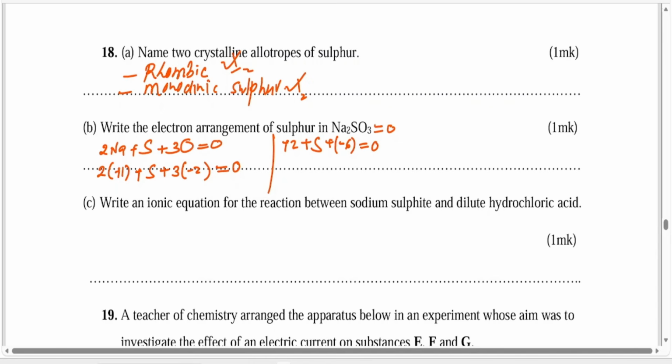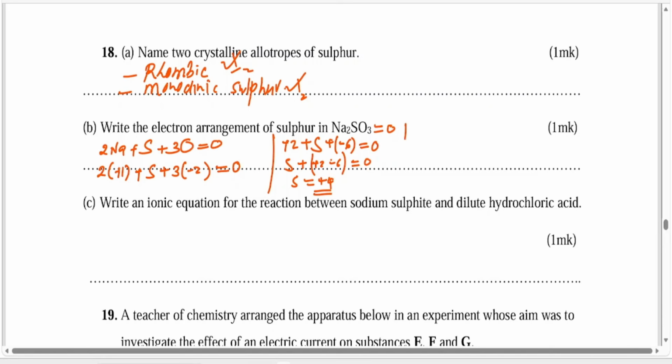So I want to be left with sulfur on this side. I have sulfur plus positive 2 minus 6, so positive 2 minus 6 equals 0. So sulfur equals positive 2 minus 0, which is going to be negative 4. So when I take it to the other side, it's going to be positive 4.